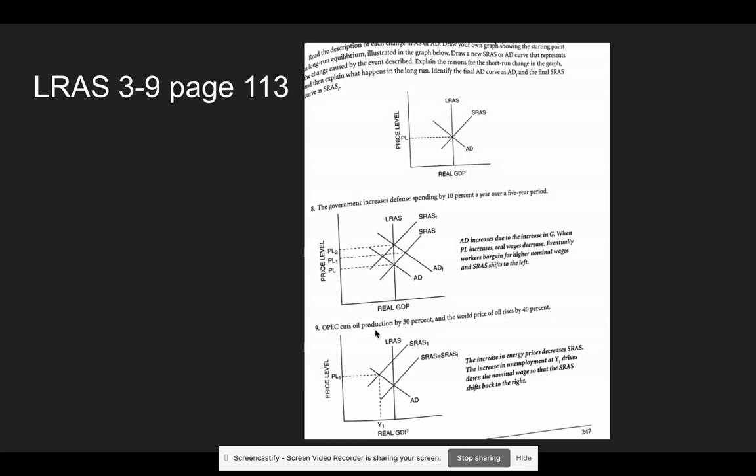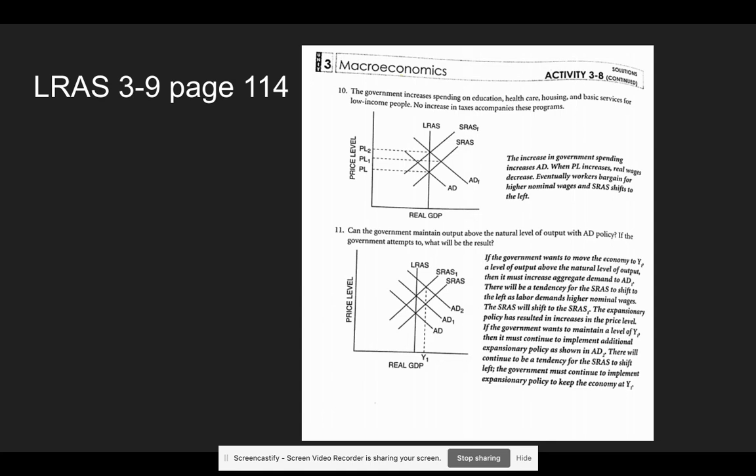Here, OPEC cuts oil production by 30%. Automatically, that seems like a resource to me. So that's a resource input price. That's going to hit SRAS first. That's going to shift our SRAS curve to the left. And we can see when that happens, when we go from here to here, price level has gone up. Unemployment has now increased. And that means that nominal wages have decreased as well.